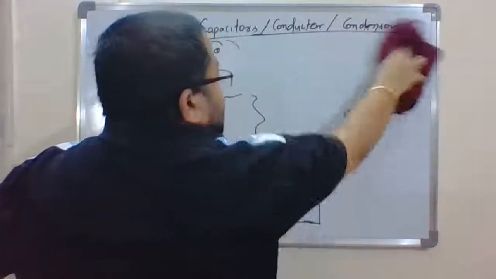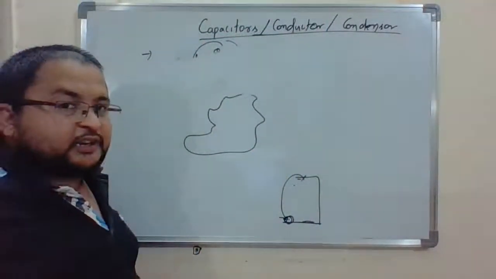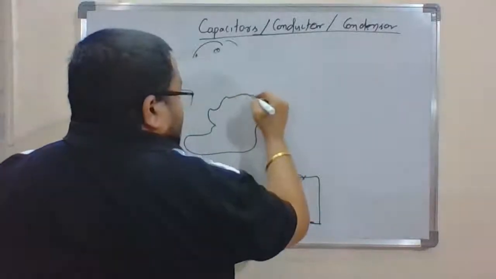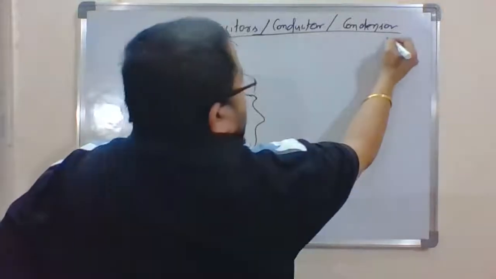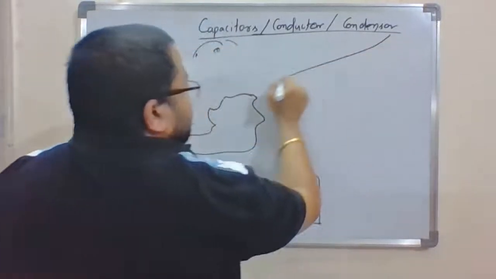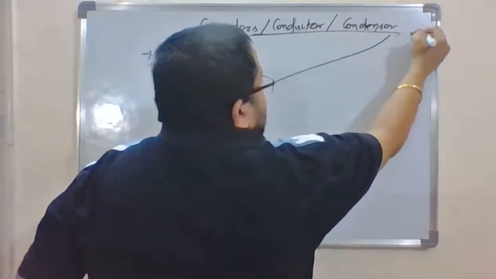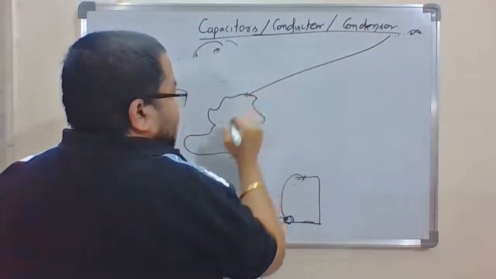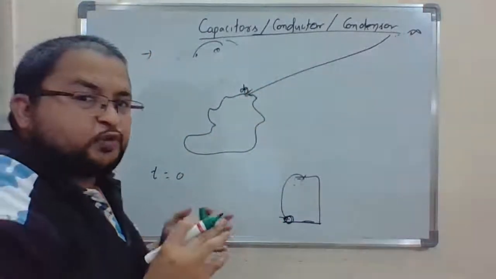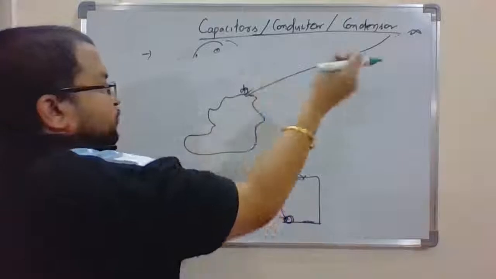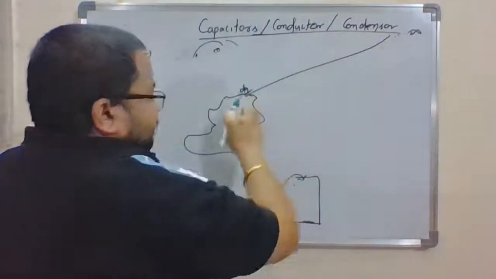So now, if I want to charge this conductor, then what would I do? Suppose at time t equals 0, I would try to get a charge dq from infinity to here. So suppose this is at infinite distance. From infinity, I would get the first burst of charge dq. We know that charge is quantized, so we can get charge in bursts. So I got charge dq from infinity to here.